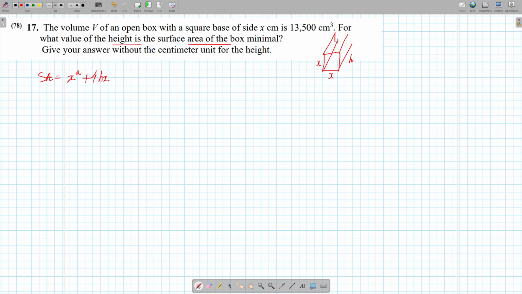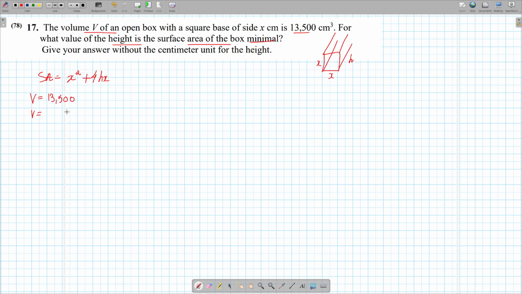Some people are going to add the top, but they said what? It's open. Okay, so I'm going to undo this. I'm not going to add the top. So this is the surface area. We want to find the minimum. Guys, can we find the minimum value if we have two unknowns? No, right? So we have to look at our given. What's given? The volume is 13,500. V is equal to 13,500.